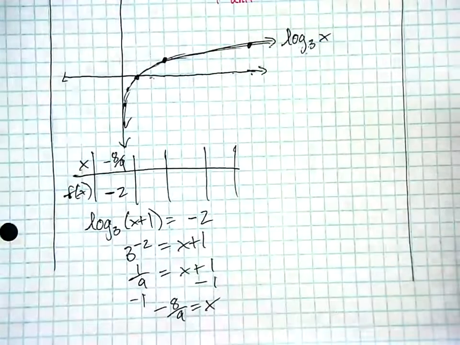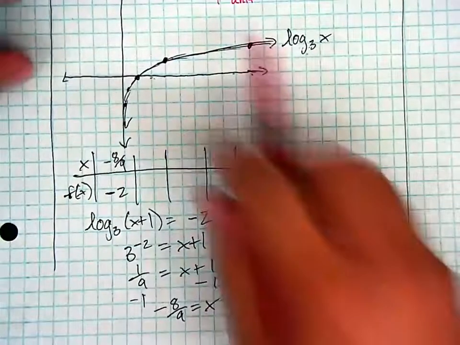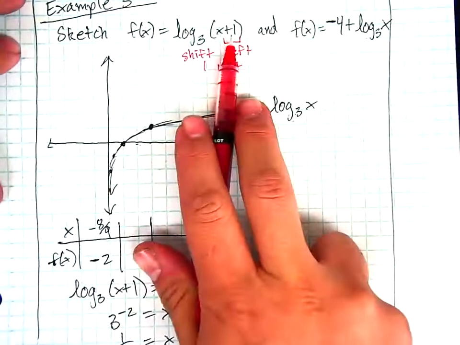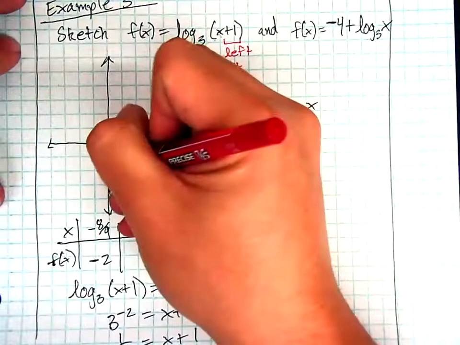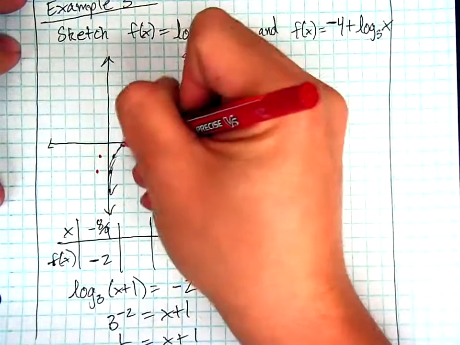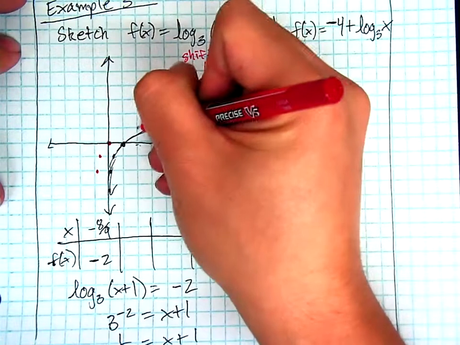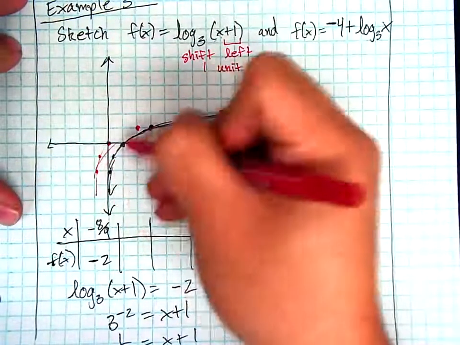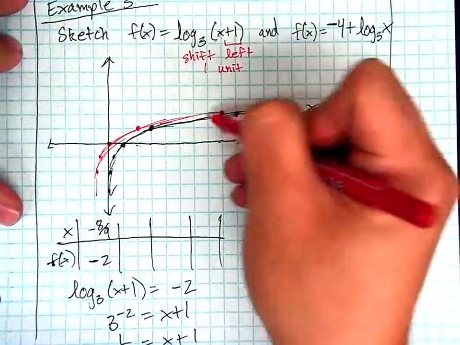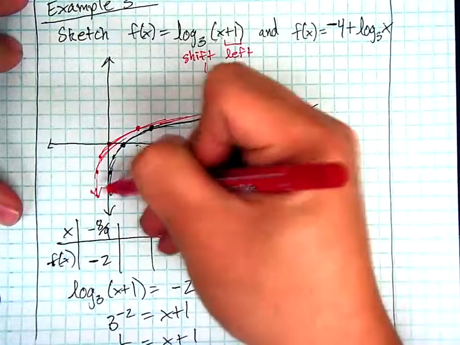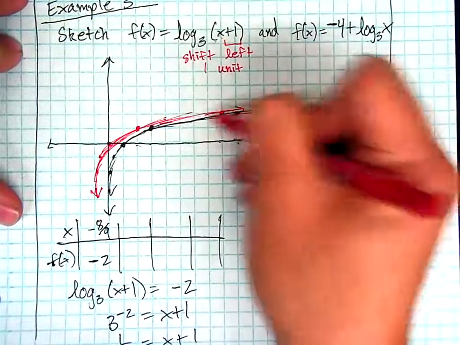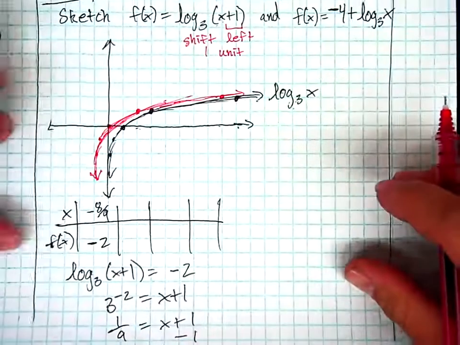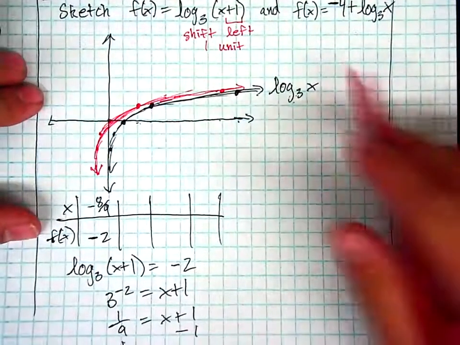But if you really don't want to do that, the best way to do it really is just to shift everything over to the left by 1 unit. So if you see something being added to x, shift to the left. So 1, 1, 1, 1, and 1. Okay, so that does change our domain a bit. Range stays the same. Horizontal asymptote is still non-existent, and vertical asymptote also changes as well.